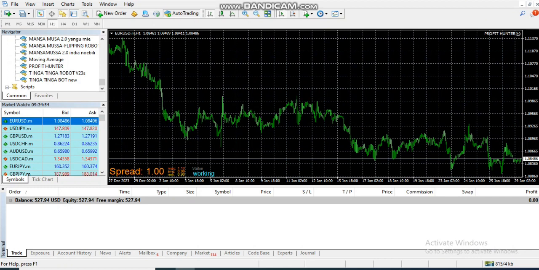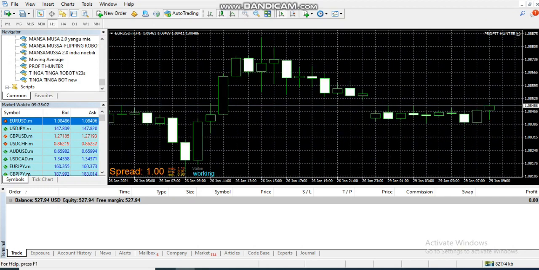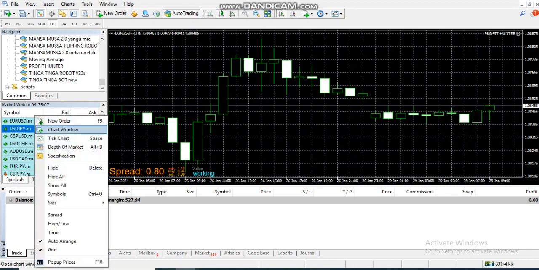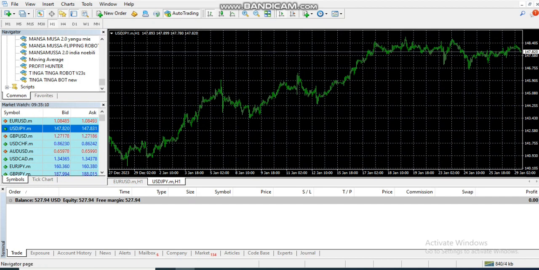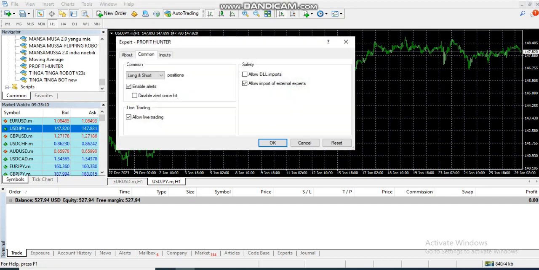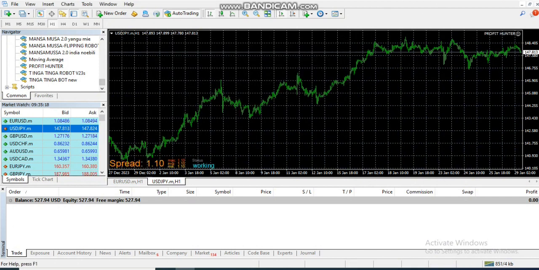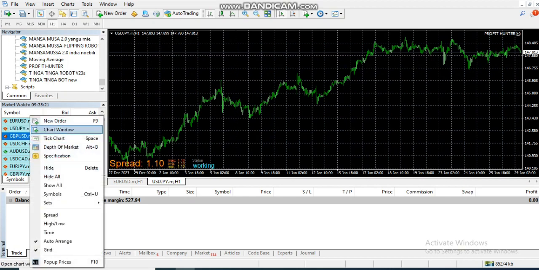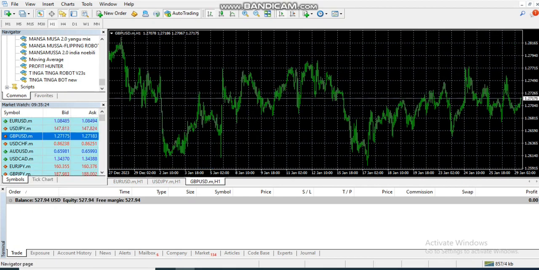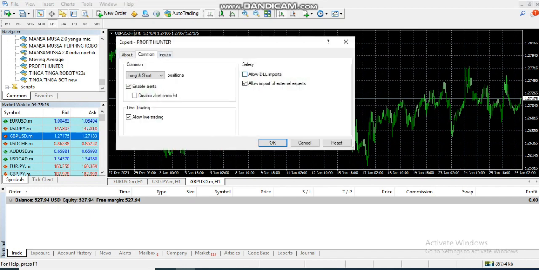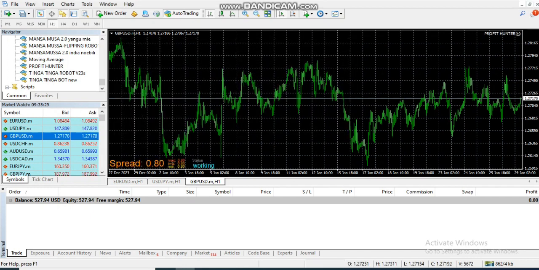In order to get an entry as early as possible, we are going to trace different pairs, so we can see which pair is going to enter the market earlier than any other pair. We allow Profit Hunter to do his work on GBP as well. So we are going to test some pairs, and then we are going to use the pair which gets the entry earlier. We check this also.